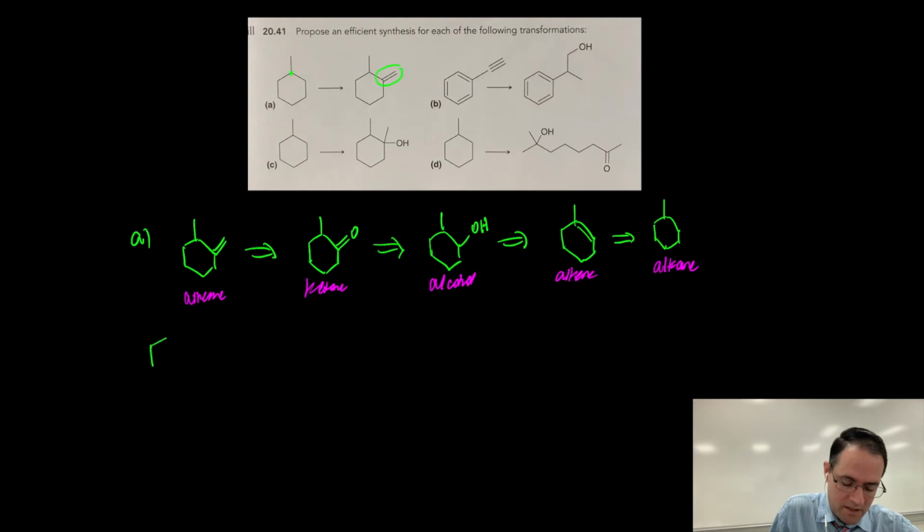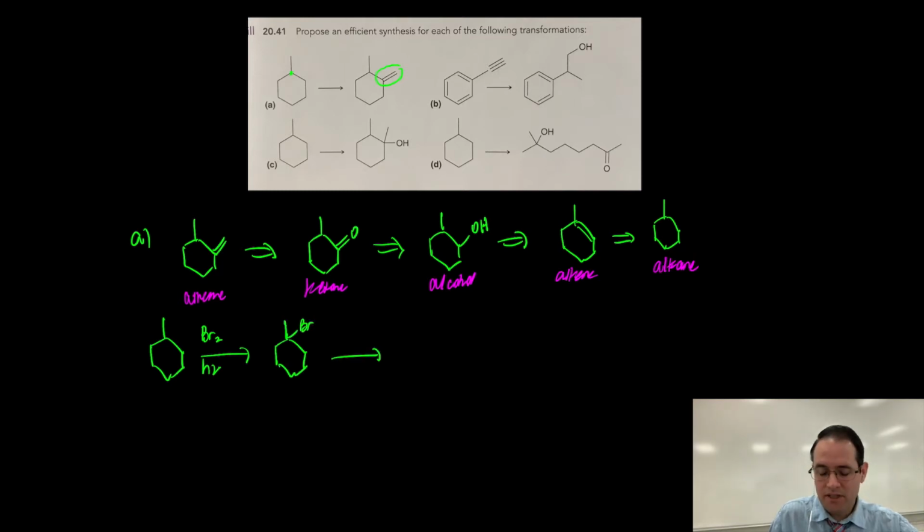I have my alkene. I'm sorry, alkane. I'm going to treat this with bromine and light. And that's going to make my alkyl halide. Okay. And then I want to do an elimination reaction using sodium ethoxide or something like that, a nice base, to give me my alkene.